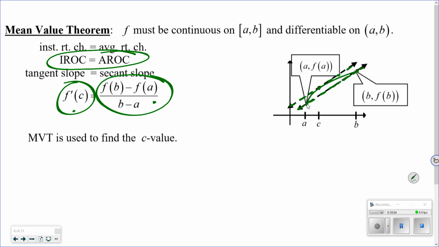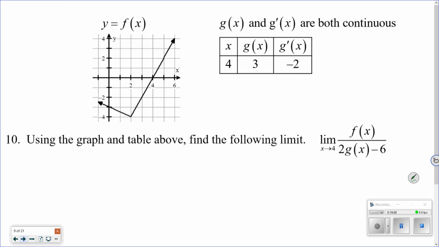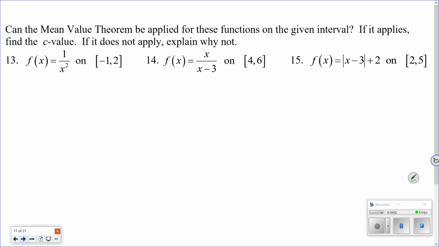So let's find one. Let's do a problem where they do the mean value theorem on the review here. All three of these would work here. These are all mean value theorems. So the first part is, does it apply? Second of all, if it applies, find the c value. Let's do 14. So let's check to see if it applies first of all.